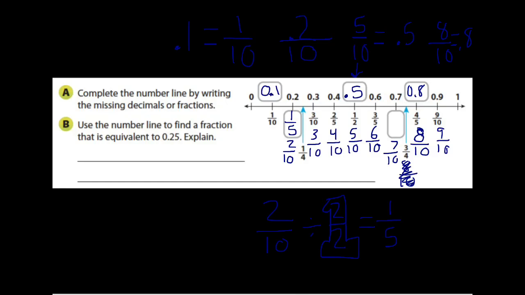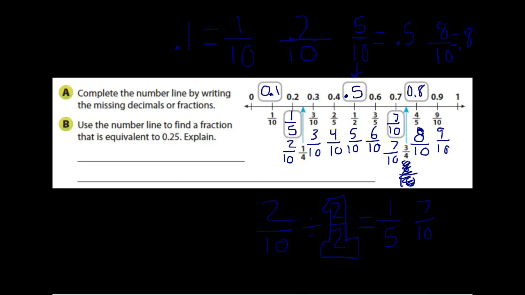7 tenths, can 7 tenths simplify? Well, I can't think of a number that can go into 7 evenly and 10 evenly. So 7 tenths is simplified. So I'll put 7 tenths in that box. Then I have 4/5, which was simplified from 8 tenths. And then I have 9 tenths, which can't simplify. And those are my decimals and my fractions on this number line.